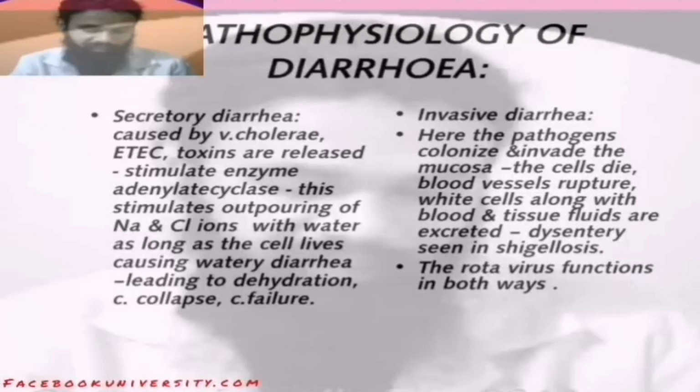Pathophysiology. These are secretory diarrheas caused by E. coli. ETEC toxins are released and stimulate the enzyme adenylate cyclase. This stimulates outpouring of sodium and chloride ions with water as long as the cell lives, causing watery diarrhea, leading to dehydration, circulatory collapse, and cardiac failure.